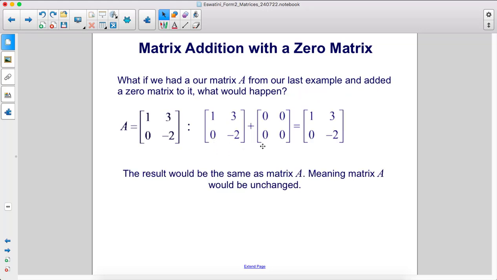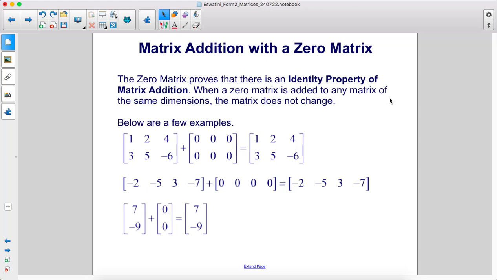Alright, well, as you can see, adding a zero matrix, a 2 by 2, to the original matrix A does not change the answer. The result would be the same as matrix A, meaning matrix A would be unchanged. The zero matrix proves that there is an identity property of matrix addition. When a zero matrix is added to any matrix of the same dimensions, the matrix does not change. Below are a few examples.